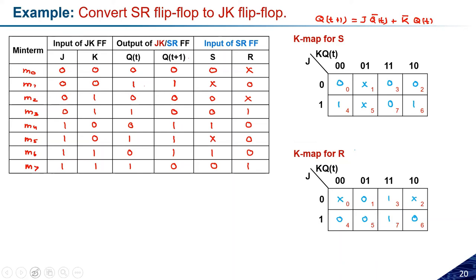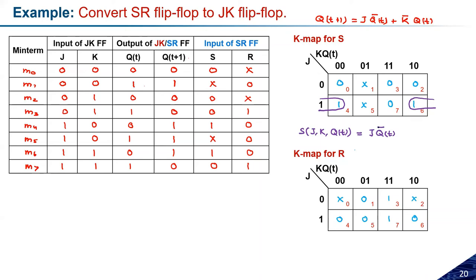Now, once we are ready with this, we have to make the pair of these two things. So let us try to see. In the first K map, we can make pair like this. So this is the pairing that is possible. And if we try to simplify it, let me write it. So S, which is the function of J, K, and QT, after solving it, will come something like J QT complement. So S is nothing but J QT complement after solving this pair.